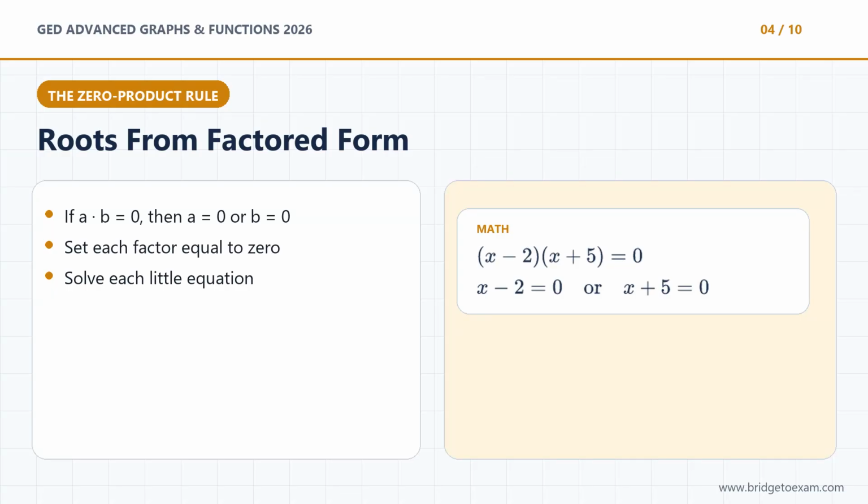When a quadratic is already factored, roots become easy. The zero product rule says if two things multiply to 0, at least one of them must be 0. So we set each factor equal to 0 separately and solve. For (x - 2)(x + 5), we set x - 2 = 0 and x + 5 = 0.